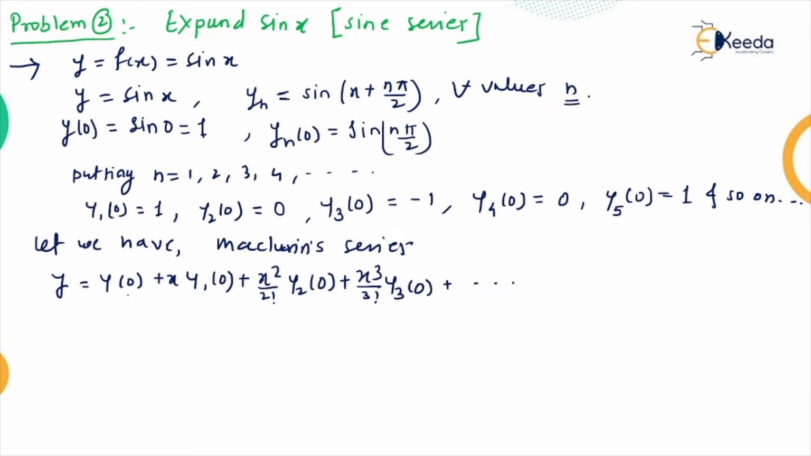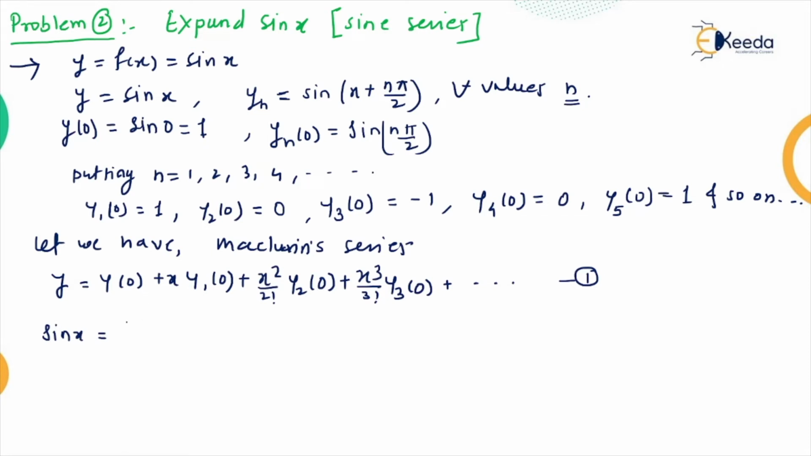So substitute y0, y1, y2 in the above series, equation number 1. Substituting the values of y1, y2, y3 and so on in equation 1, what will we get? y here is simply sin x, and that is equal to, this is nothing but y of 0.